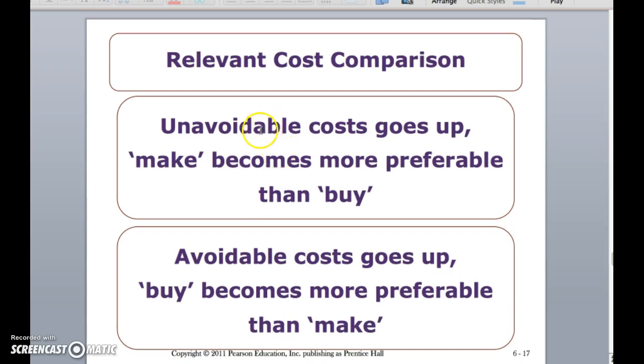So I want you to remember, when unavoidable cost goes up, make becomes more preferable than buy. When avoidable cost goes up, buy becomes more preferable than make. So that's a good summary of the previous example. It will all depend on how much the company can avoid in terms of the cost.